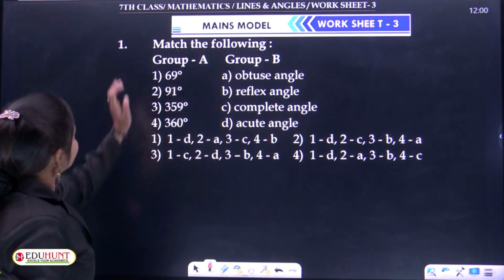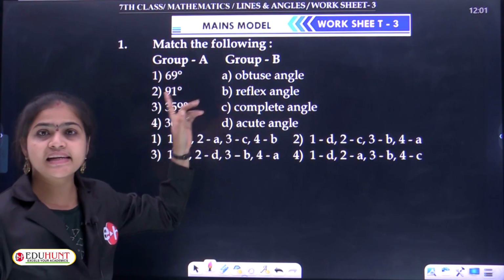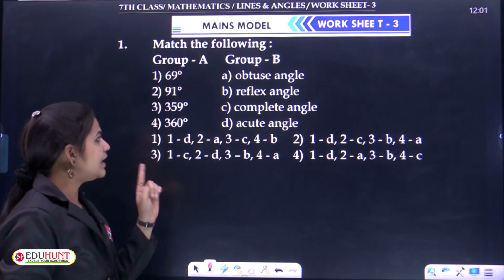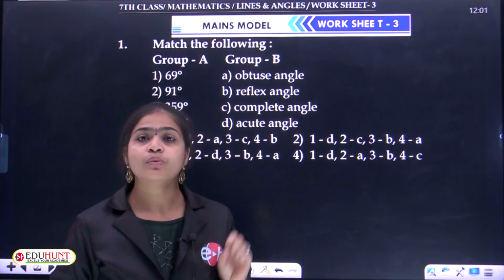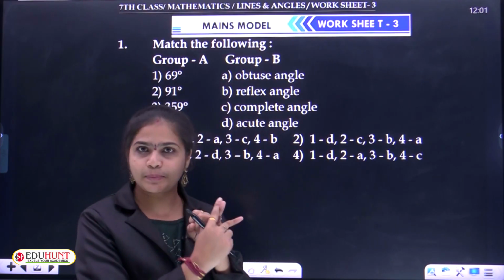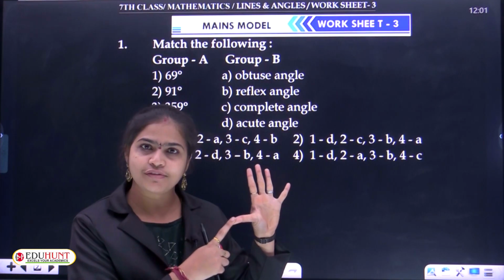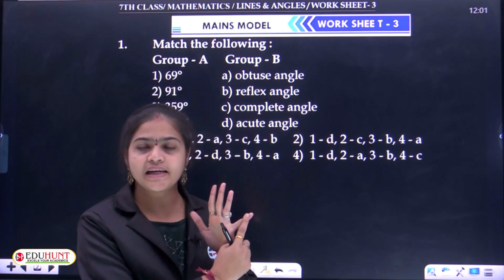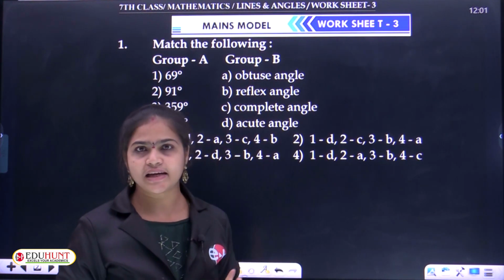See here. By seeing this matching, we can observe that this is related to types of angles. How many types of angles are there? Here we are talking about 7, right? What are those? Acute, obtuse, right, straight, reflex, complete angle, and in the same way 0 angle also. So totally 7 angles are there.